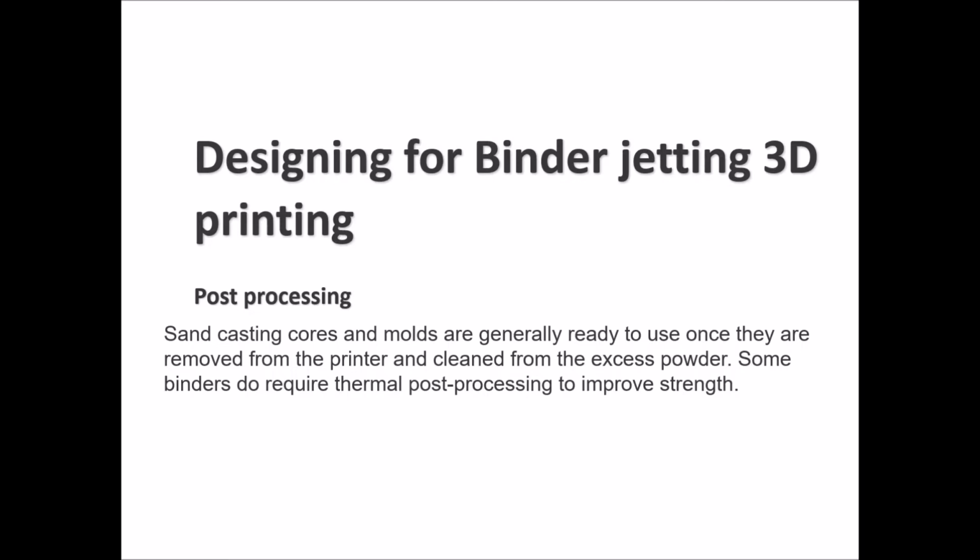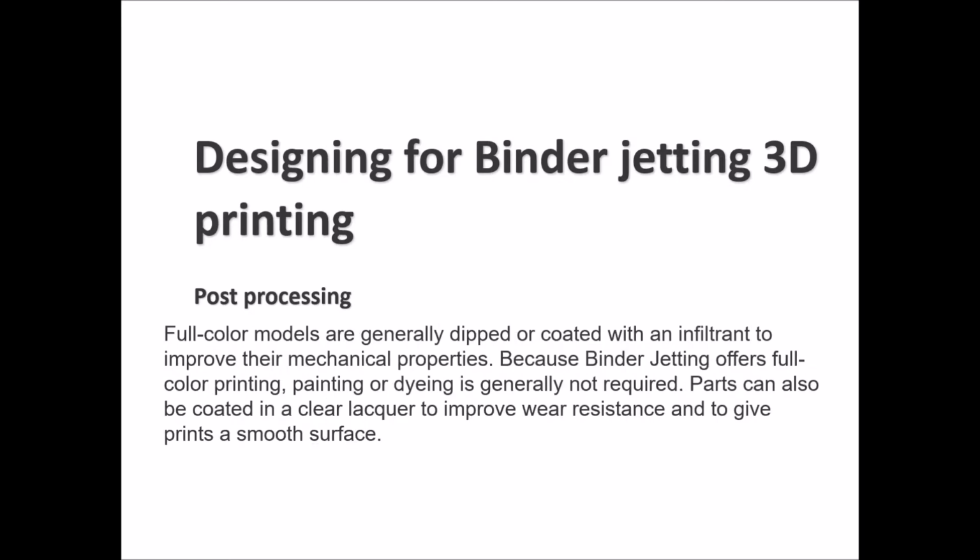Sometimes you need to do a kind of thermal post-processing so that you improve the strength of these sand casting molds. Full color models are dipped or coated with infiltrant material or solvent so that they improve their mechanical properties. Binder jetting offers full color printing, so in this case painting or dyeing is generally not required. The part can be coated as well in a clear lacquer, which will improve the wear resistance and give the prints a smooth surface.